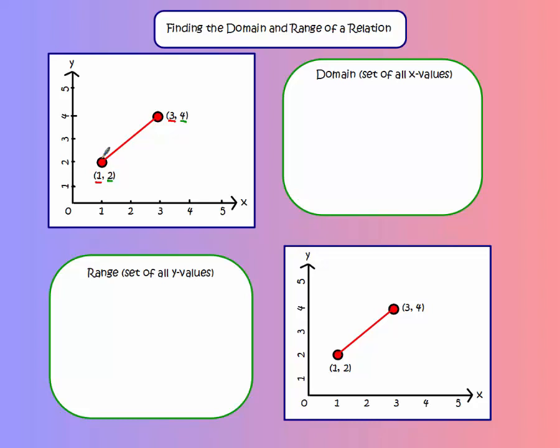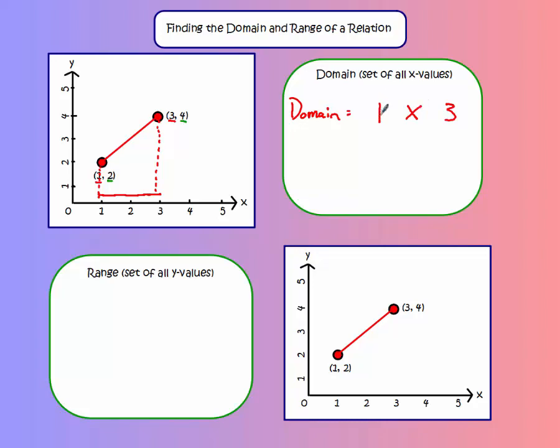The domain is a set of x values. So I start at 1 and I keep going over until I get to 3. So this entire graph on the x scale is between 1 and 3, including both 1 and 3. That sounds a little bit familiar, right? Our minimum value is 1. The maximum value is 3. And I want everything in between. So now I'm going to use inequality symbols to show that 1 is the minimum and 3 is the maximum.